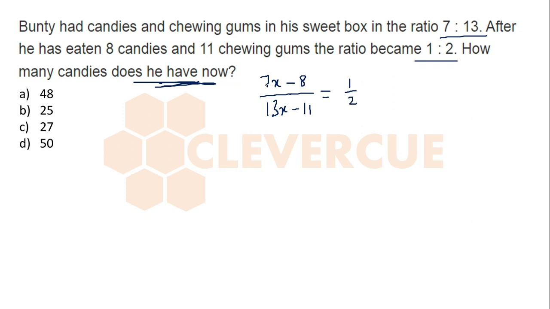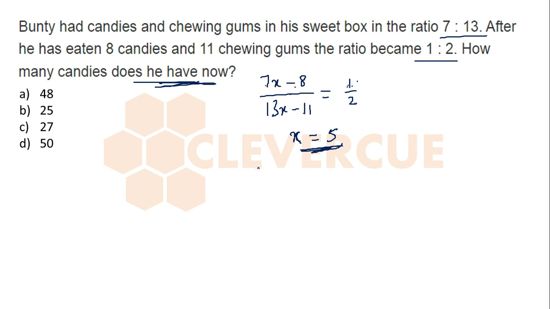Now see, here you have 2 into (7x minus 8), that is 14x minus 16, and after cross multiplication here you have (13x minus 11) into 1. So if you bring that to the left side, you will be left with x, that is 14x minus 13x. Now this x will be equal to, on the right hand side you will be having minus 11 and on the left hand side you will be having minus 16. So when it comes to the right side, you will be having x value as 5.